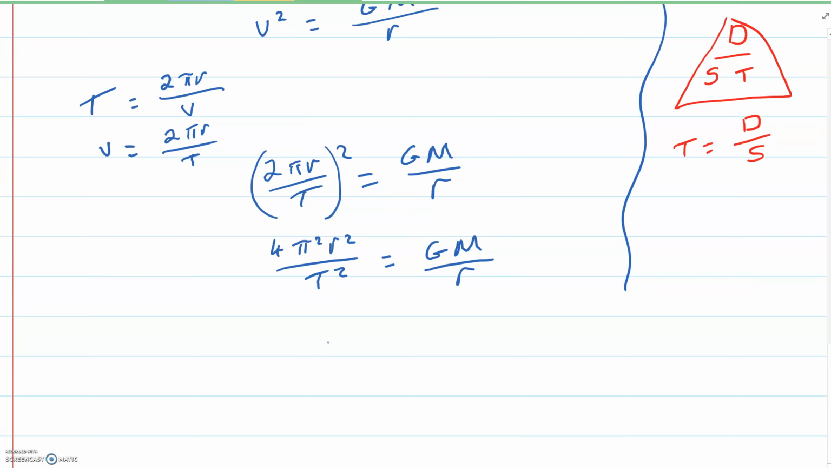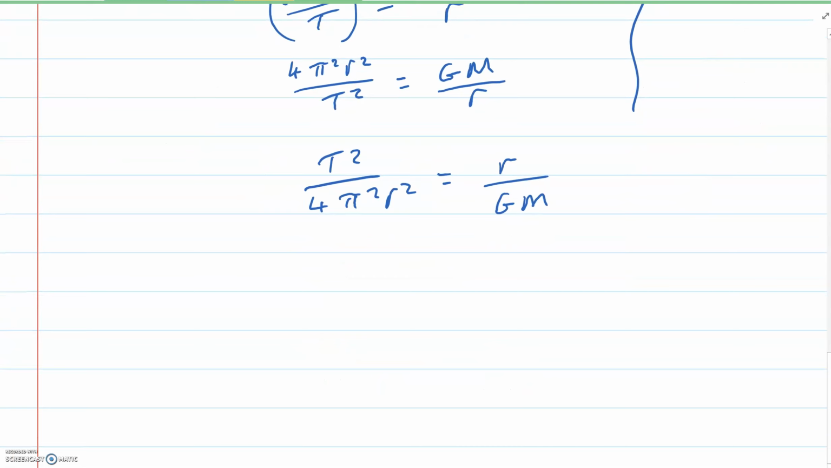And when you rearrange that, flip the fraction here, t squared all over 4 pi squared r squared is equal to r over large G, large M. You then are going to multiply across by 4 pi squared r squared, and that gives you t squared is equal to 4 pi squared, and the r squared by the r gives you r cubed, all over large G and large M. And that is the finish of that.